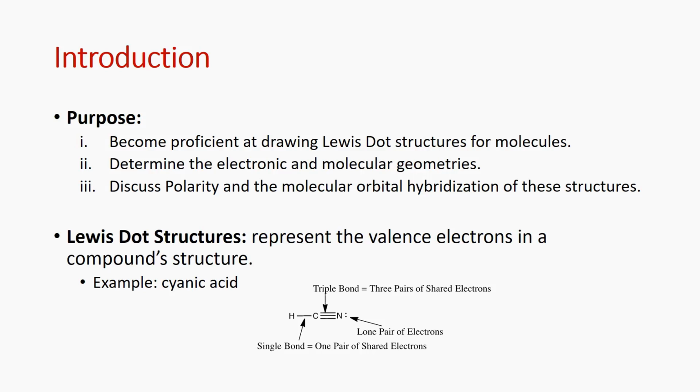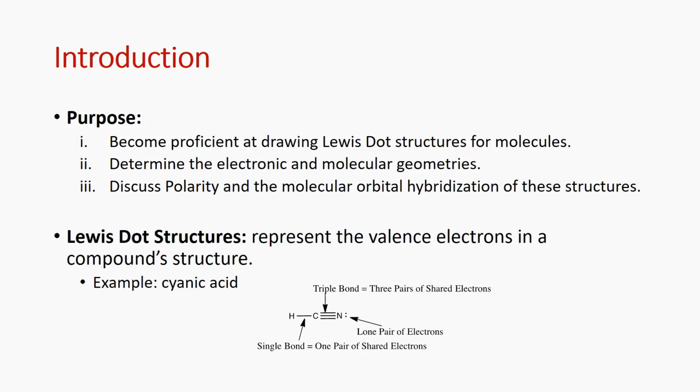A Lewis dot structure is a representation of valence electrons in a compound structure. For example, this is the structure of cyanic acid. The hydrogen atom and carbon atom share a single bond, which is one pair of shared electrons. The carbon atom and nitrogen atom share a triple bond, which is three pairs of shared electrons. And there is a lone pair of electrons on the nitrogen atom.